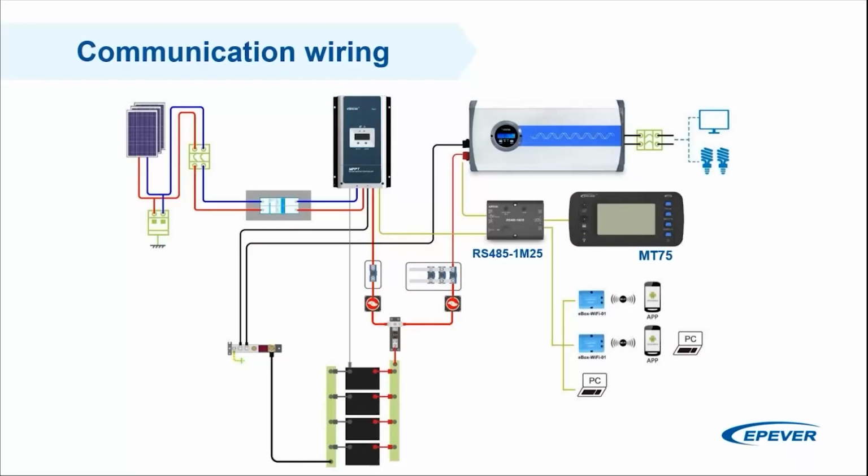And we also have this communication wiring. And what is it for? This charge controller here, and this inverter here, and if you have some other components in the system, they all have some parameters which matter for controlling the system.